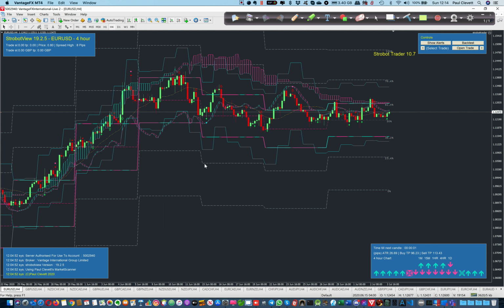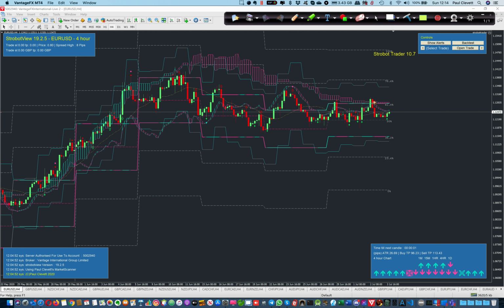So let's quickly switch back to euro dollar. Now, the reason I start with euro dollar is no particular reason. Just want to show you some of the features. So let's start off with the fib levels. You can see there's some fib levels drawn on the screen. So it uses those as part of its trading strategy.